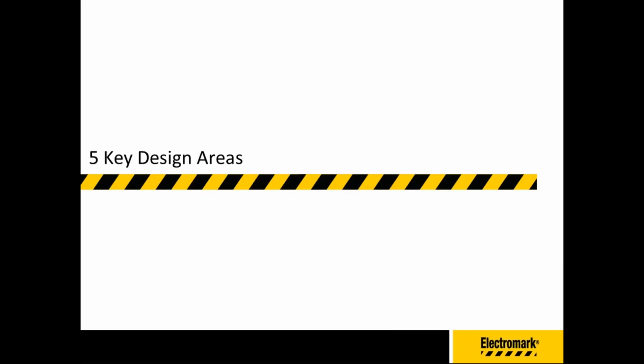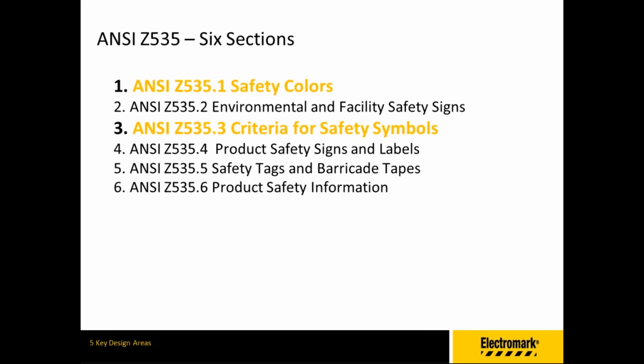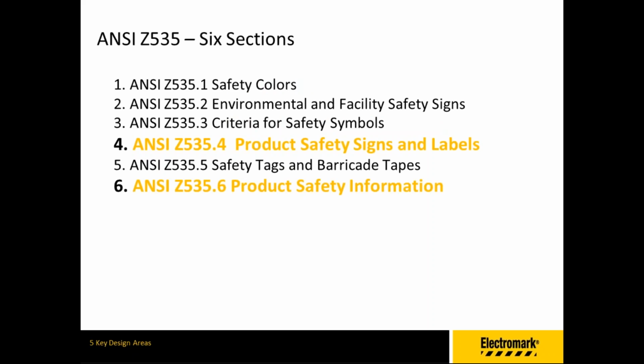So there are 5 key design areas which are covered under the 6 sections that ANSI Z535 is comprised of. To give you an idea of the depth, each section is approximately 40 to 60 pages. Sections 1 and 3 are not standalone, but rather are treated as specific and separate design elements that are relevant to all of the other more specific, application-specific sections, numbers 2, 4, 5, and 6. So we won't address those individually.